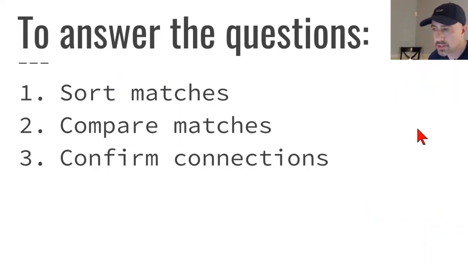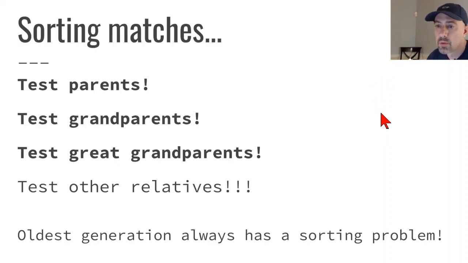So to answer questions like this, to sort out issues along these lines, we can sort our matches, we can compare our matches, and we can confirm the connections with various strategies. One of the easiest ways to sort matches is to test parents, test grandparents, test great-grandparents if you have great-grandparents that you can test, and you can even test other relatives.